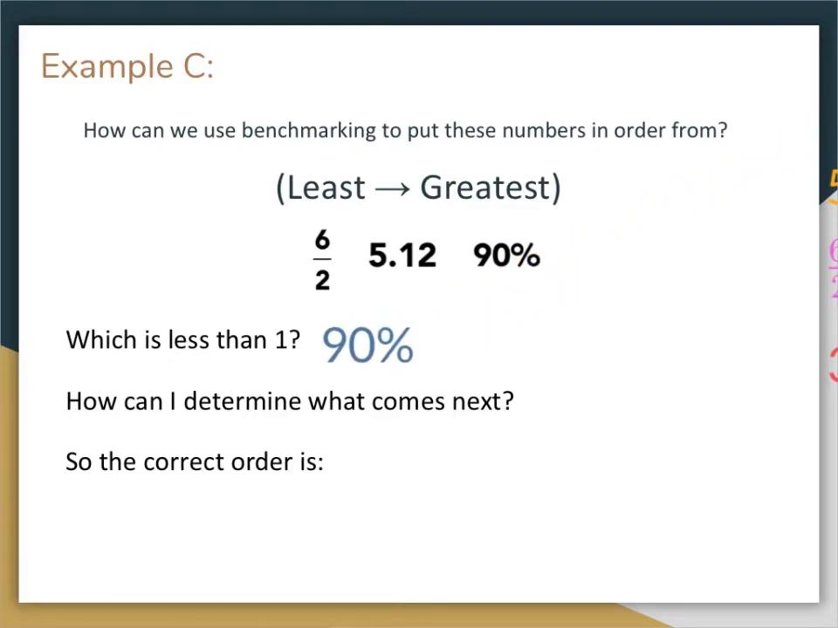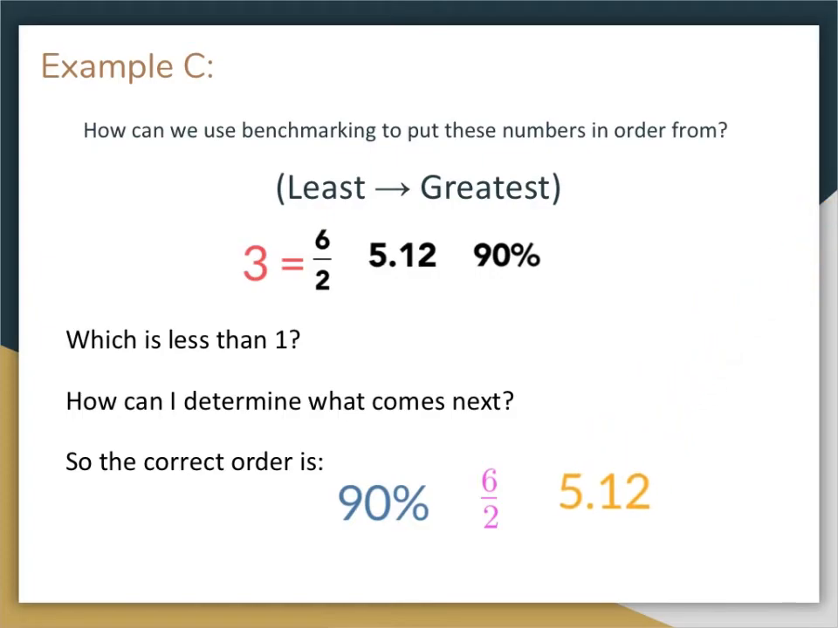So how can I determine what comes next? I've got 5.12, and I've got 6/2. Well, good news. 6 divided by 2 works out evenly. If you divide 6 by 2, you get 3. So if I know that equals 3, then I know that's going to be less than the 5.12. So I know I can put the correct order in at 90%, because that's the one that's less than 1, so that's going to go first. Then I know 6/2 is going to come next, because I know 3 is less than 5. And then finally, we're going to be finishing up with 5.12.